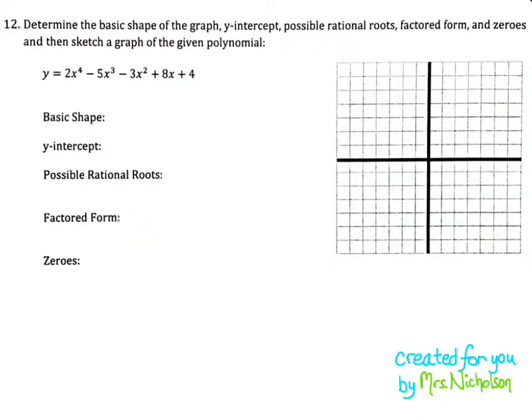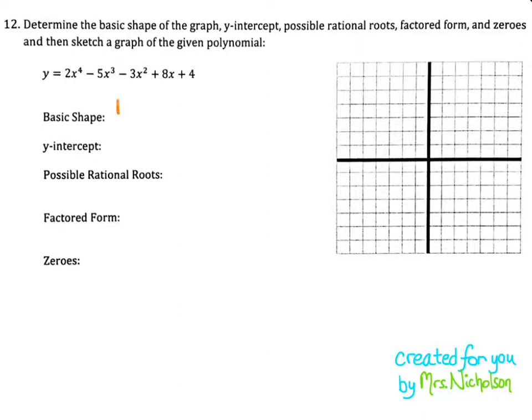All right, last question, and this is what the whole unit was about, being able to complete a problem like this without the calculator. So first off, let's figure out the basic shape of the graph. I notice that my leading term is positive, and it's a degree 4. And so both ends are going to be going in the same direction, since 4 is an even number, and they're both going to be going up, since the term is positive.